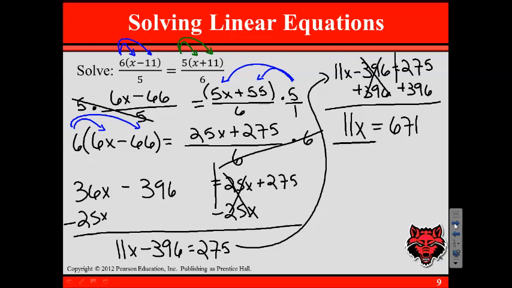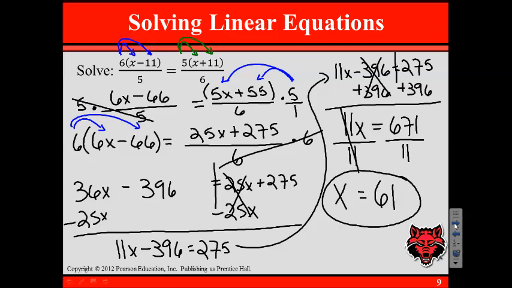We divide both sides by 11. Remember, just 11, not 11x, not negative 11. On the left-hand side, 11 divided by 11, that cancels. We're left with just x. On the right-hand side, 671 divided by 11 actually works out to be a whole number, 61. If that did not work out to be a whole number, we would leave it as a fraction in reduced terms.